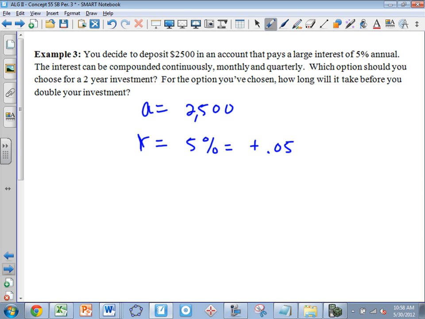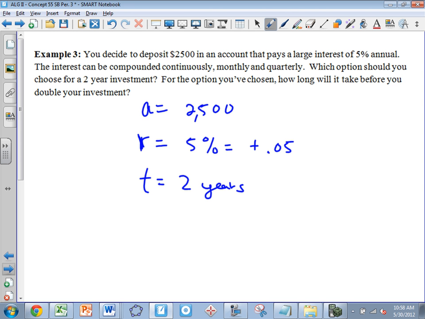You are putting in $2,500, and hopefully within a year you have more than that in the account. So that's the profit you make. Okay? Next, how much time went by? 2 years. Okay, the amount of time that went by is 2 years.